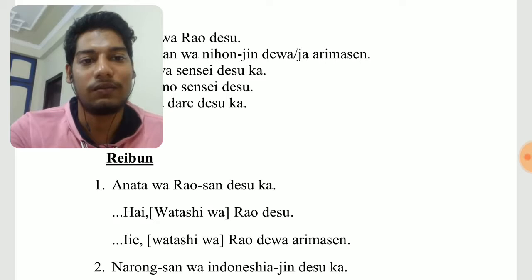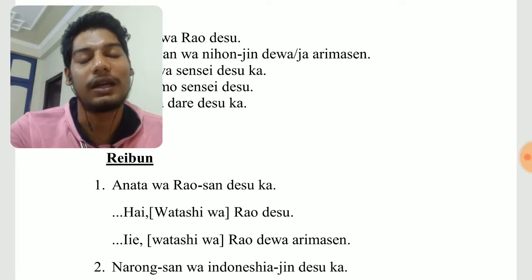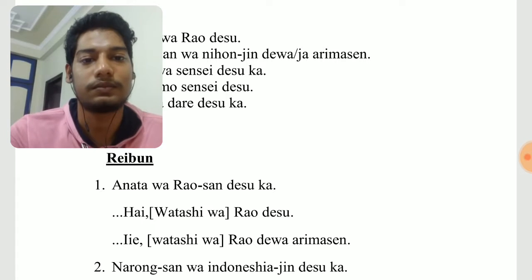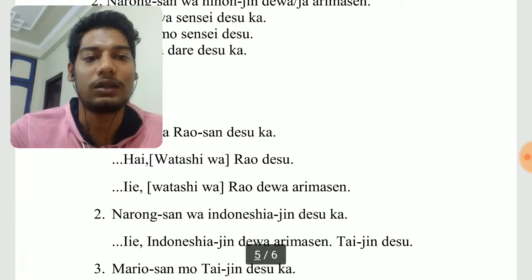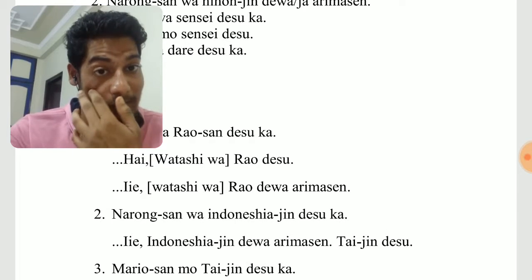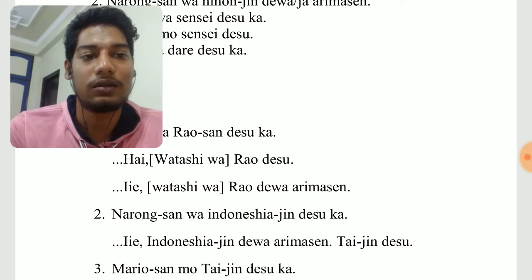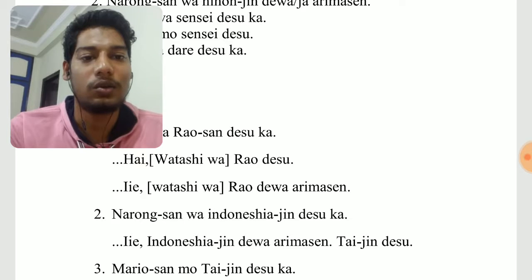But as I have written watashi wa in brackets, watashi wa can be omitted here. Like, Hai, Rao desu. Iie, Rao dewa arimasen. Because in the question we have already asked, Are you Rao-san? Narong-san wa Indonesia jin desu ka? Iie, Indonesia jin dewa arimasen. Tai jin desu. Here we are saying that Narong-san is not from Indonesia, he is from Thailand.